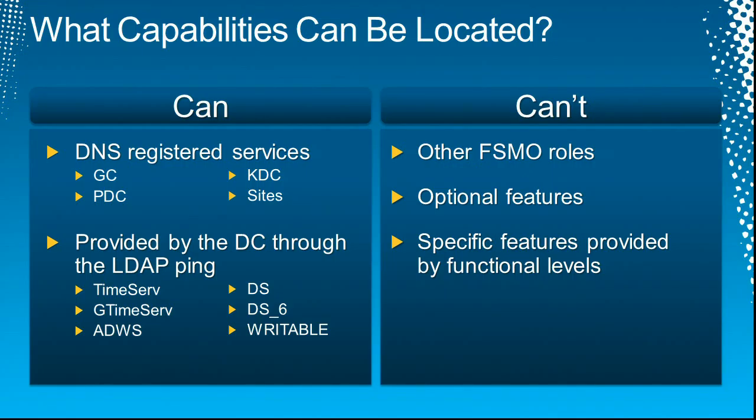Now, not all capabilities are discoverable through DC Locator, and that includes FSMO roles. So you cannot tell DC Locator, hey, please give me my read master. Or you cannot tell DC Locator, hey, give me a specific DC that has this optional feature enabled or not. So you need to be aware of that as well.